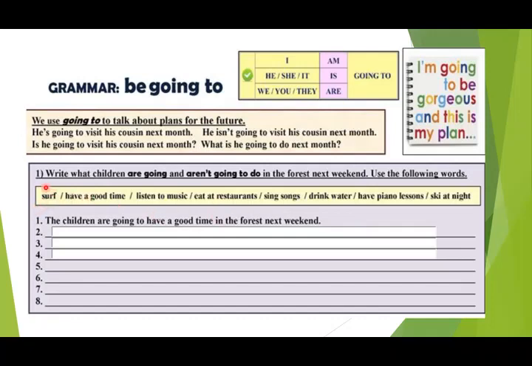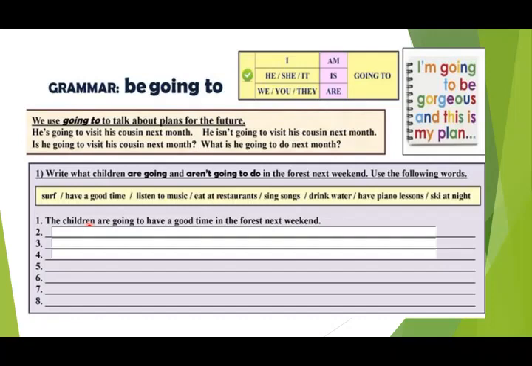Now, let's start with surf. Vamos a comenzar con la palabra surf. In this case es navegar, it's a verb, right? Es un verbo. Entonces vamos a completar acá. In this case, the children are going to or aren't going to surf in the forest next week.